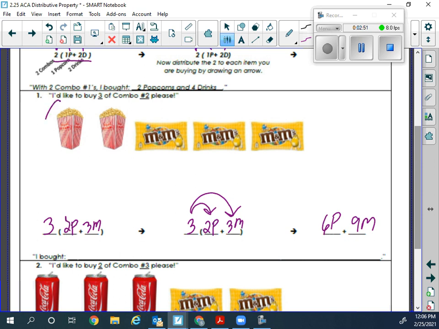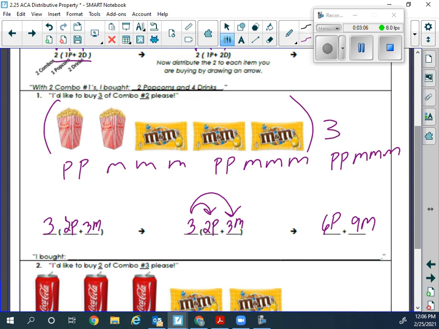So let's see if that makes sense. If I bought 3 of this combo, then that means I'm going to have popcorn, popcorn, M&M, M&M, M&M. I'm going to have that 3 times. Does that total what I said right here? Let's see. 2, 4, 6 popcorns. Yep. And 3, 6, 9 M&Ms. Okay? So down here, what did we buy? I bought, very good, 6 popcorns and 9 M&Ms.